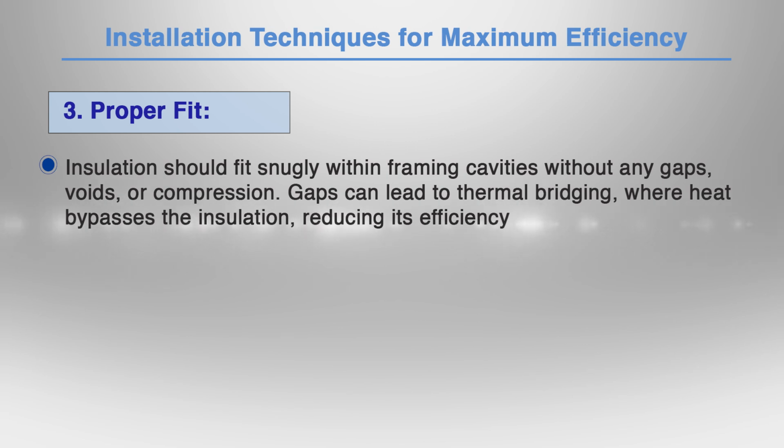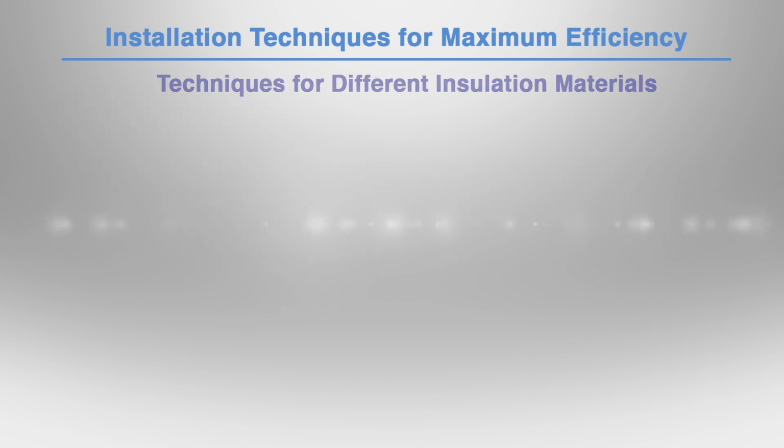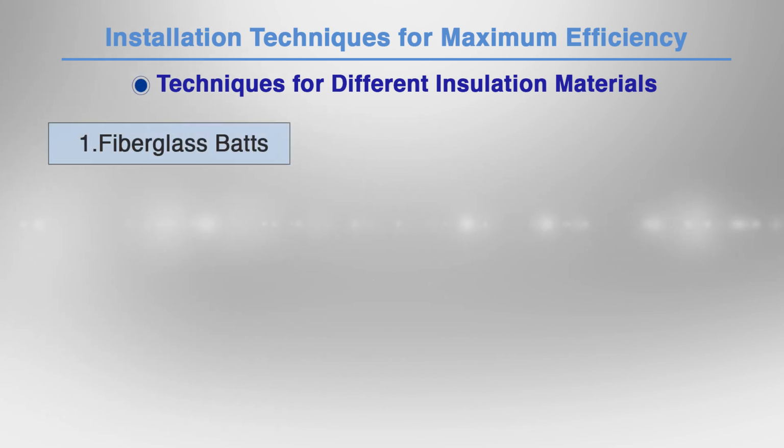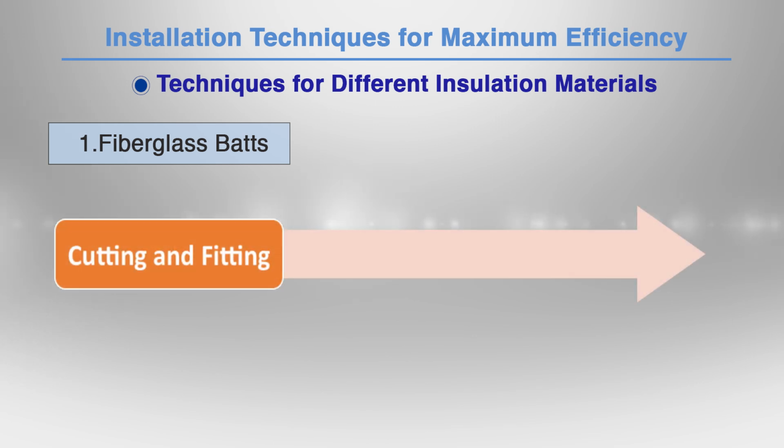Cut insulation material to fit around obstructions such as electrical boxes, pipes and wires. Techniques for different insulation materials. First one is fiberglass batts. Cutting and fitting: measure and cut batts to fit snugly between the studs, joists and rafters. Ensure the batts fill the entire cavity without being compressed, as compression reduces the R-value.